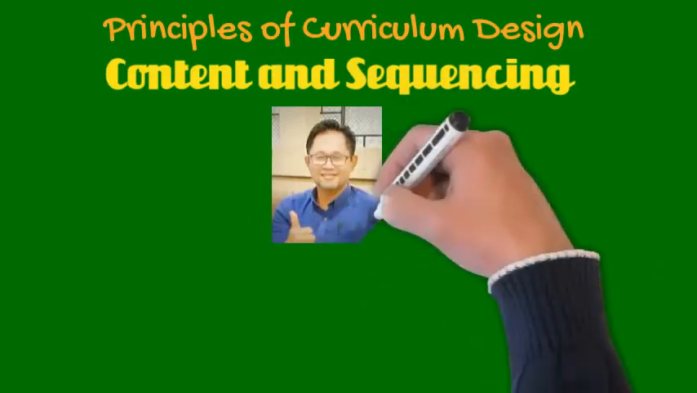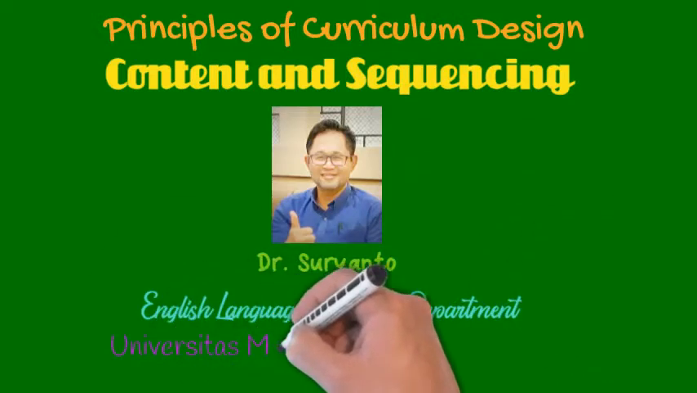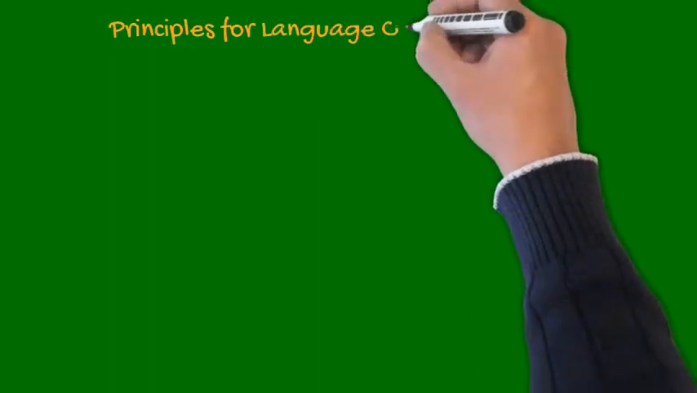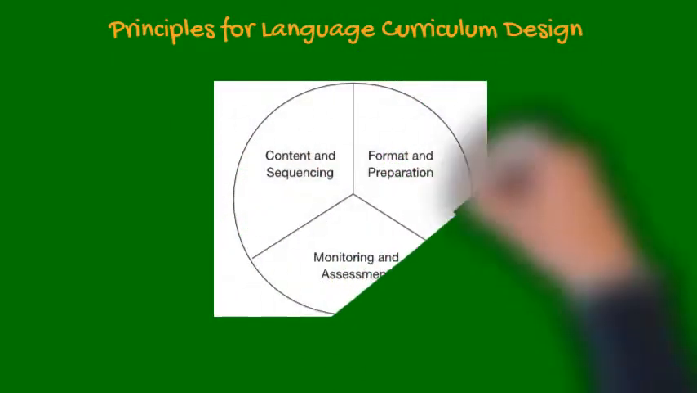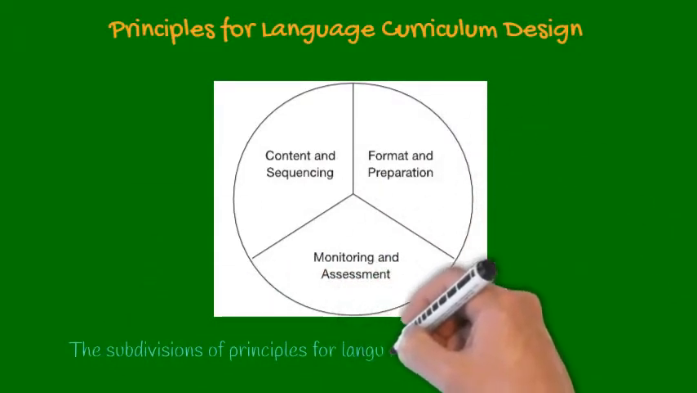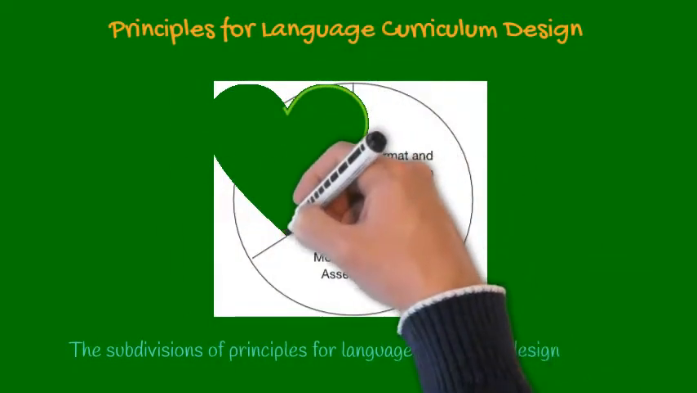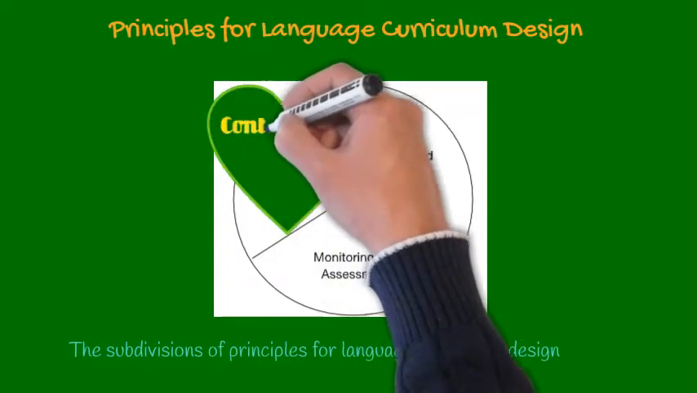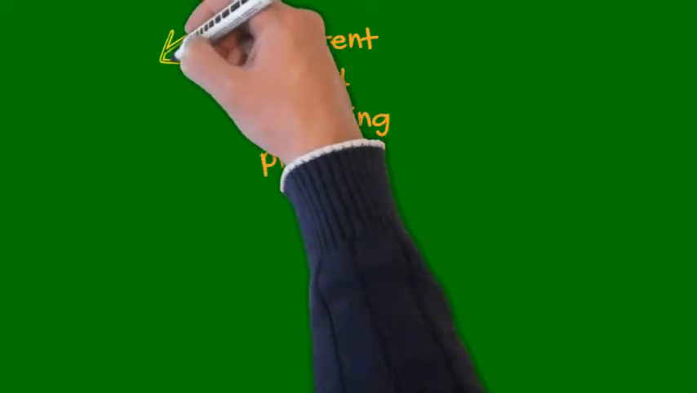My name is Suryanto. Today we would like to talk about principles of curriculum design, especially about content and sequencing. The principle of language curriculum design consists of sub-components. The first one is content and sequencing, the second one is format and preparation, and the third one is monitoring and assessment. Today we'll talk about the subdivision, especially content and sequencing. The content and sequencing principle consists of 8 principles.